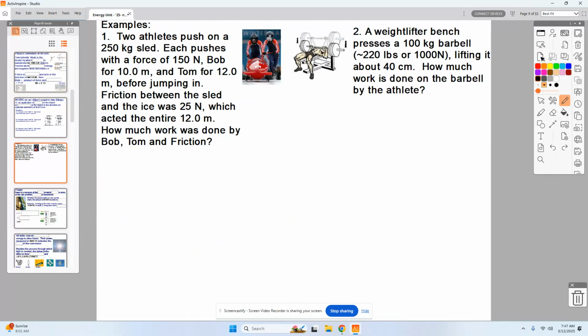Two athletes, Bob and Tom, push a 250 kilogram sled. Each pushes with a force of 150 newtons. But Bob pushes for 10 meters and Tom pushes for 12 meters before jumping in.